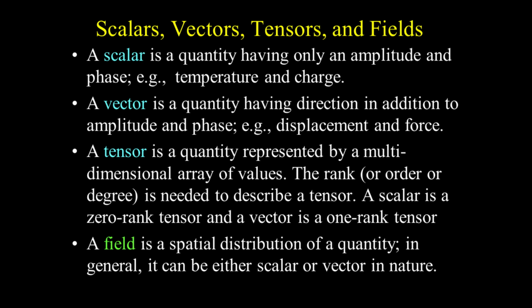A field is a spatial distribution of a quantity. In general, it can be either scalar or vector in nature. Note that in elastic and electromagnetic theories, the scalar and vector fields are in general a function of x, y, z, and t. That is, they are functions of position and time.